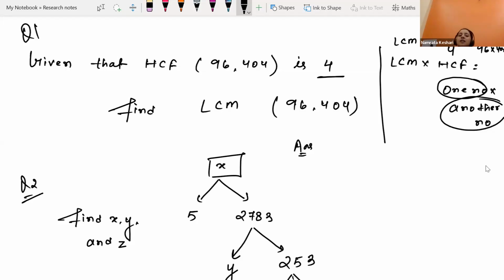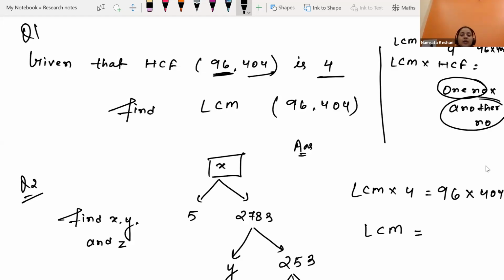So there are two ways. One way is you can find the LCM of 96 and 404 by prime factorization; whatever answer you get, that answer and this answer will be the same. But we are supposed to use this formula because HCF is given. LCM into HCF is equal to one number into another number. LCM into 4 is equal to 96 into 404. We just need to simplify to take out the value of LCM.